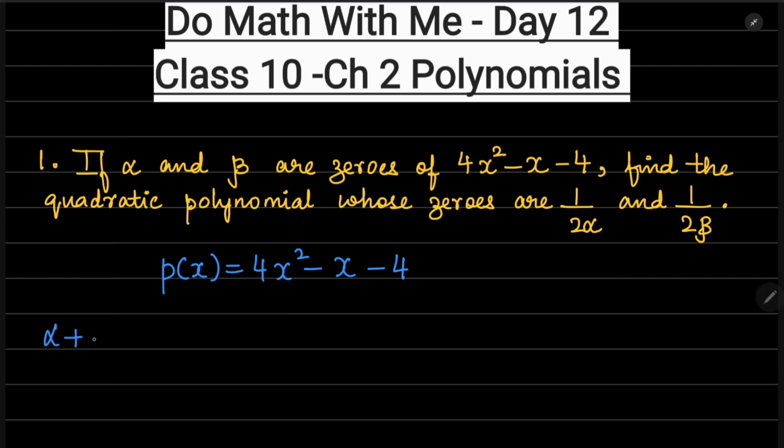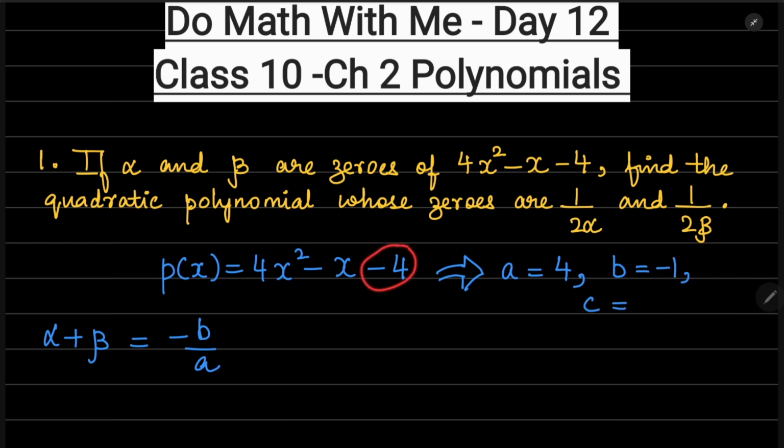So alpha plus beta, that is the sum of the zeros, the formula is minus b by a. From this polynomial, you can take out your coefficients: a is nothing but 4, b is nothing but the coefficient of x along with the sign, so b is minus 1, and c is nothing but the constant term, that is minus 4. We always compare it with the standard quadratic polynomial ax square plus bx plus c. So when you compare, a is 4, b is minus 1 and c is minus 4.